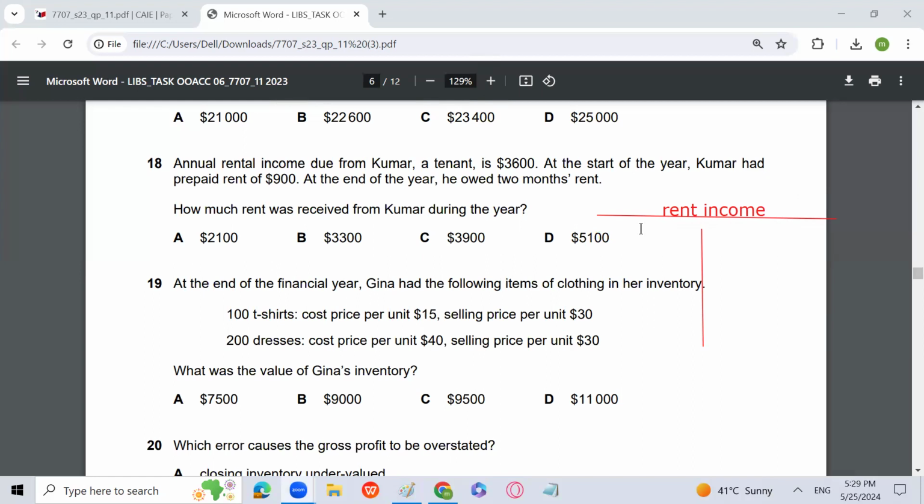So sometimes, why not prepare a T account when the T account is required in the paper? So why not practice for that? The prepaid rent at the start is 900.